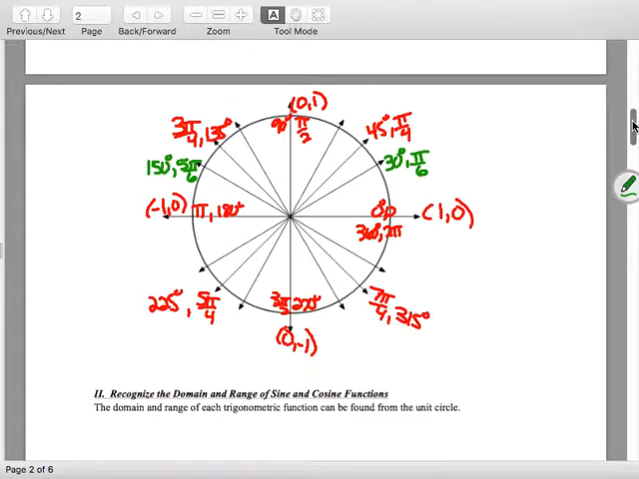Now if I go into the third quadrant and I'm 30 degrees away, how many degrees is that? 210. 210 is 7 sets of 30. So it's 7 pi over 6. Now let's go 30 degrees away in the fourth quadrant. How many degrees is that? 330, and that's 11 sets of 30.